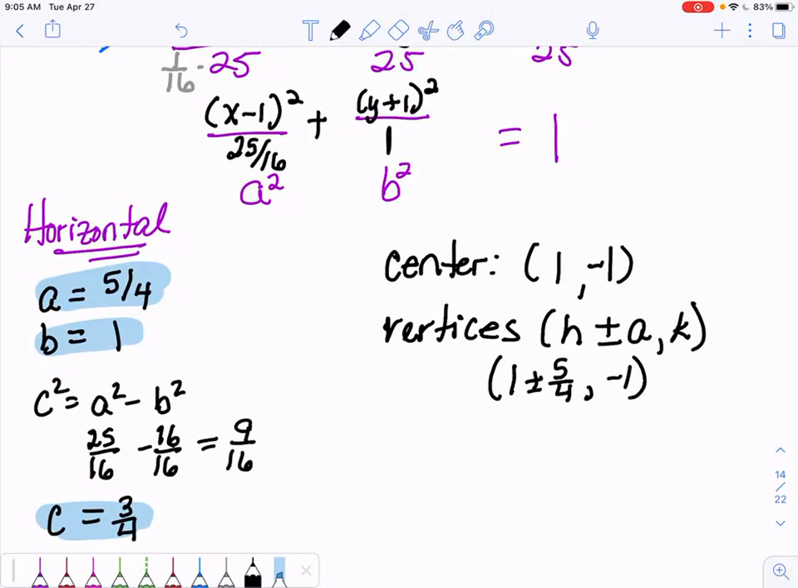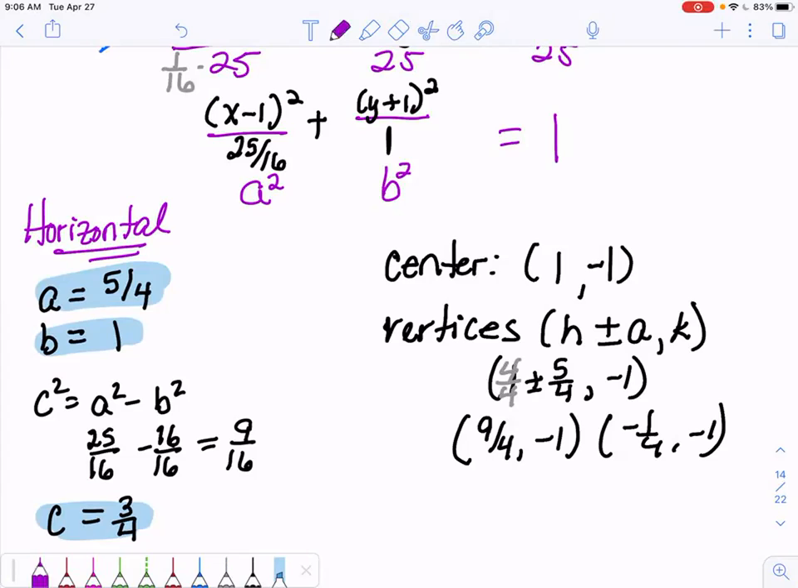How you find those vertices. So 1 plus 5/4, Hannah, would be? And 1 minus 5/4 is? Nice. So think of this as really 4/4. So 4/4 plus 5/4, 4/4 minus 5/4. So there's two vertices, 9/4 and -1/4. And again, it's the X that's changing there.